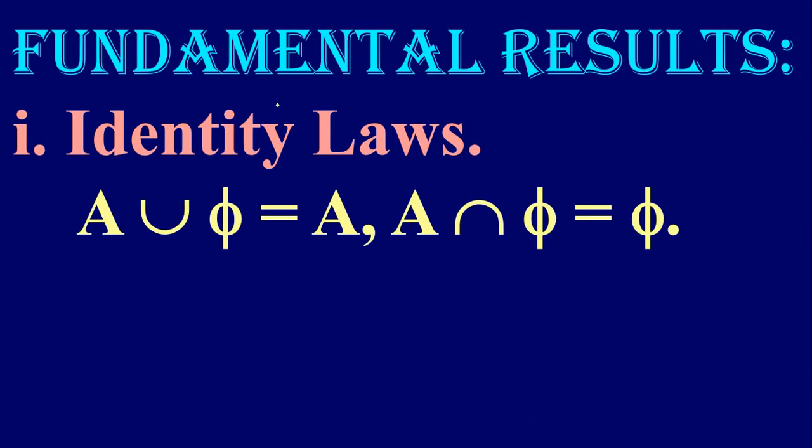So next, some fundamental results. First one is the identity law. That is, A union empty set is always equal to A. So when we take union, we always get the bigger set. Therefore A union empty set is always A, and A intersection empty set is empty set. When we take intersection, we always get the smaller set. Here the empty set is the smaller set. So therefore A intersection empty set is empty set.